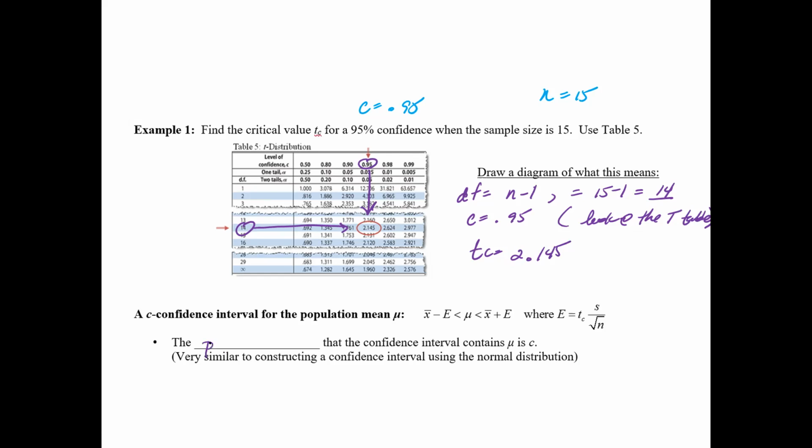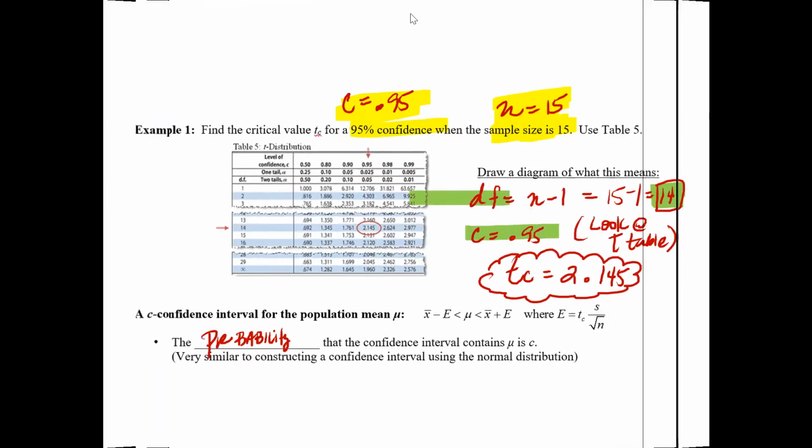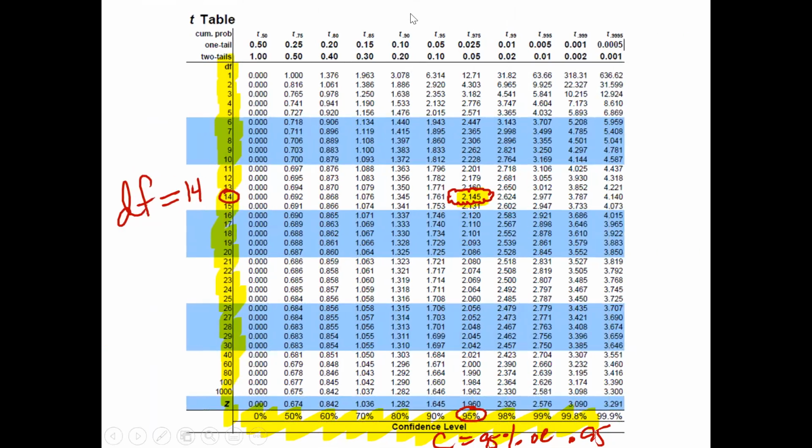So in this case, the probability that the confidence interval contains mu is C. Now let's go ahead and apply this to a more difficult example.